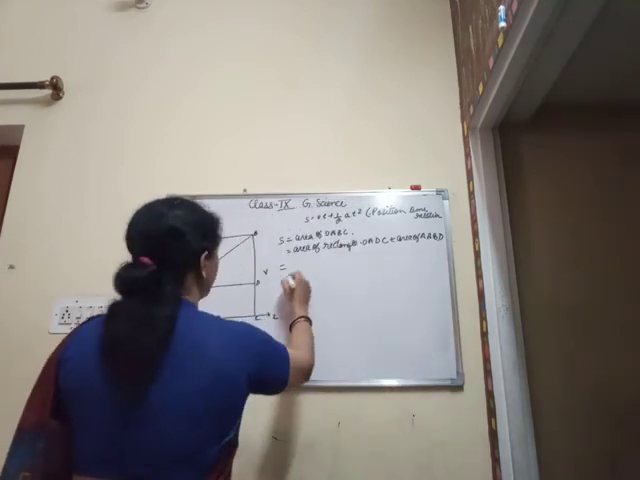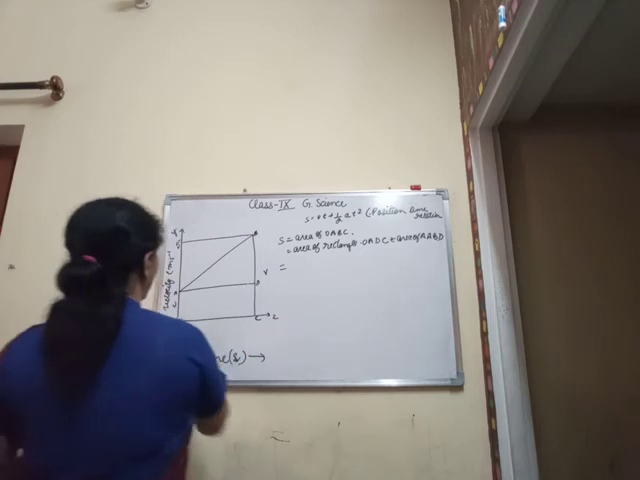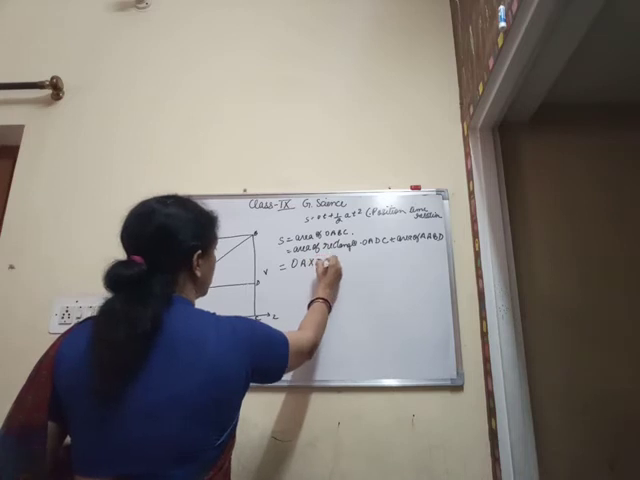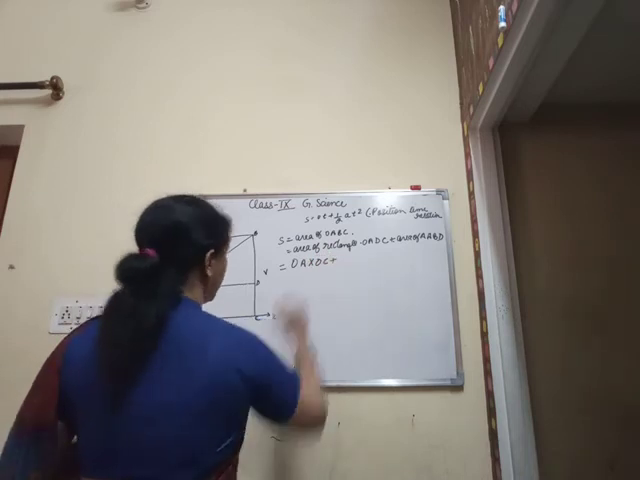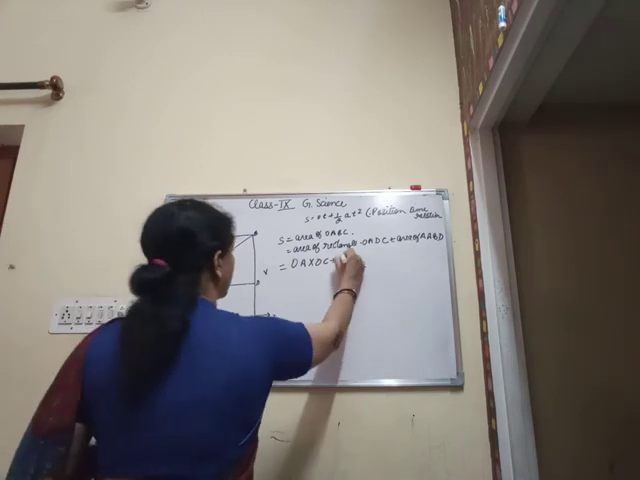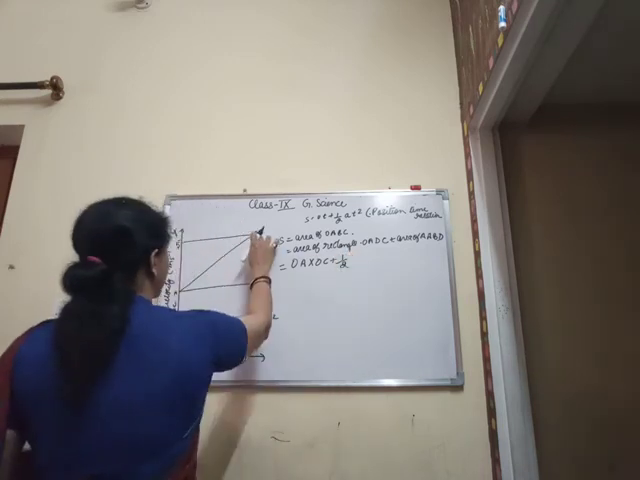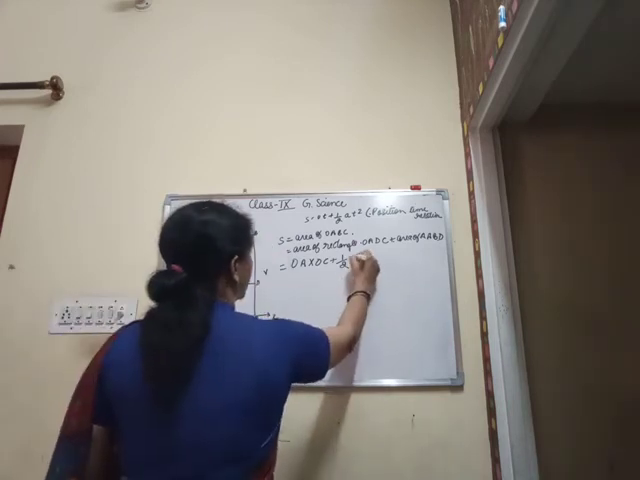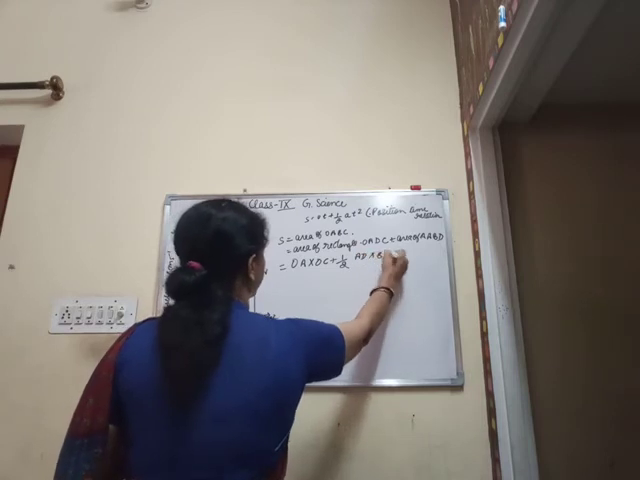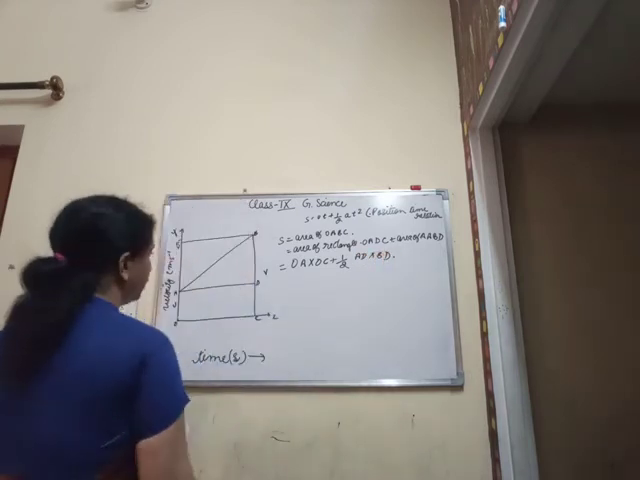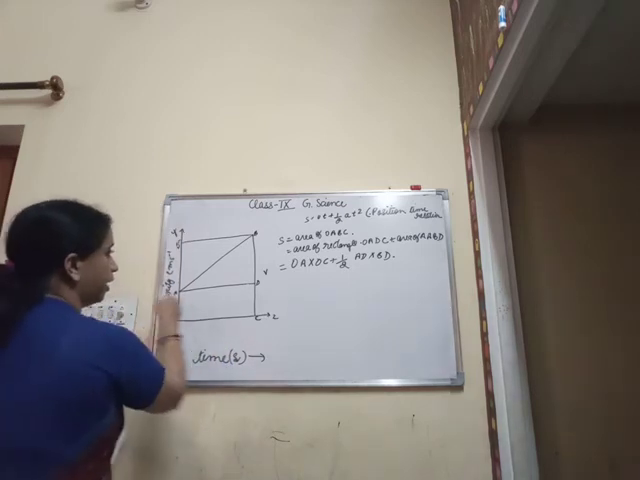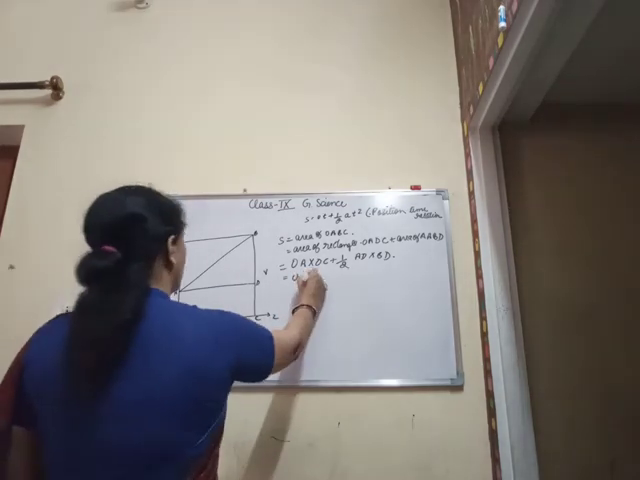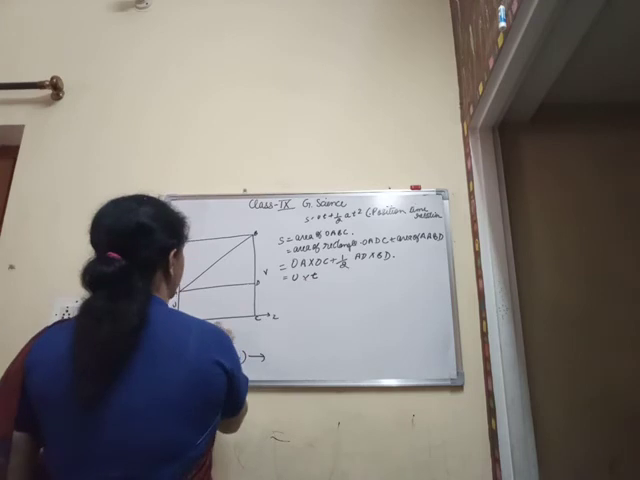Accordingly, area of the rectangle is equal to length into breadth. So length into breadth will be OA into OC. Then area of the triangle will be half base into height. What is the base? Half base into height, so half AD into BD. Now, as we all know, OA can be represented by U, since it is representing initial velocity. Then OC, as we know, represents the time T.